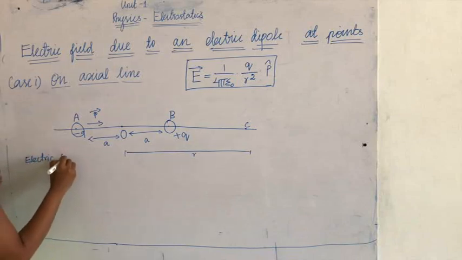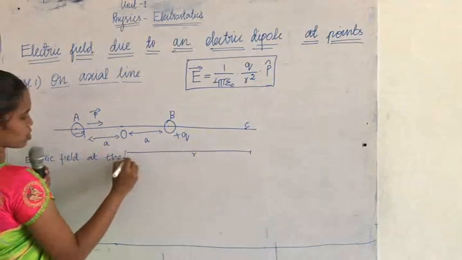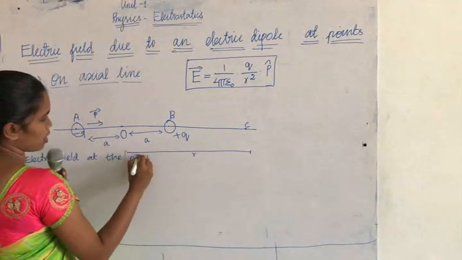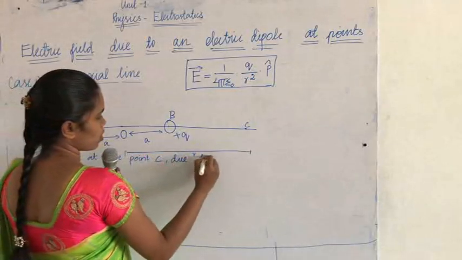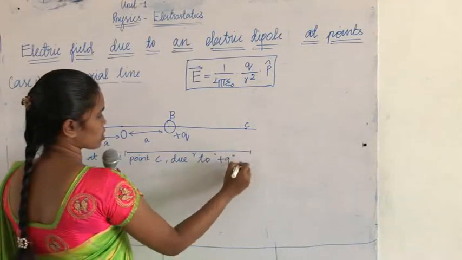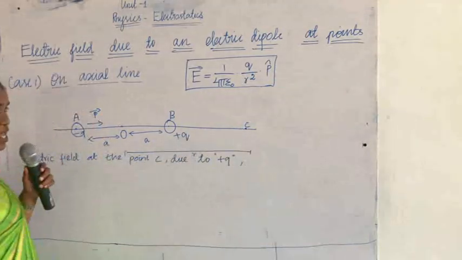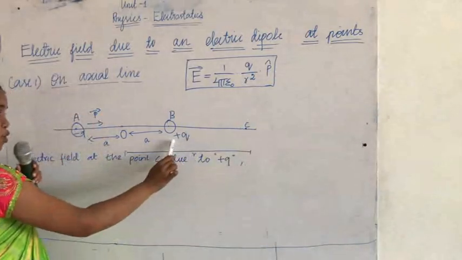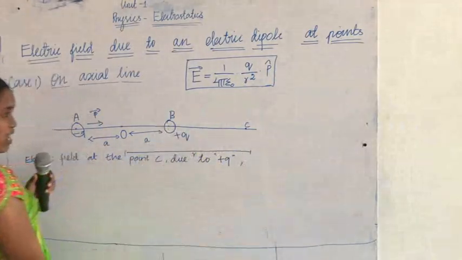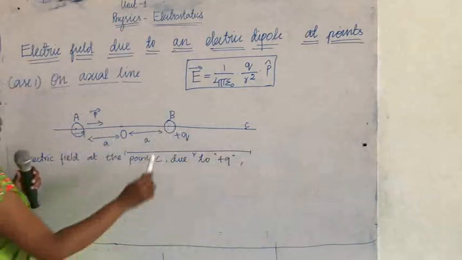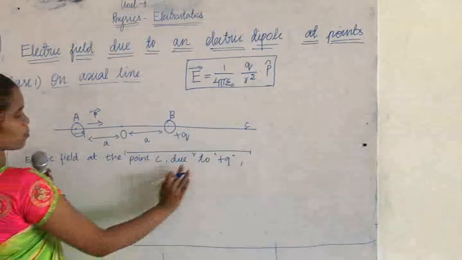So electric field at the point C due to the positive charge Q, because the positive charge is nearer the point C. Here the electric field will be more than at A, because B is nearer to C and A is far away from C. So the electric field due to B will be larger. So first of all we are going to find the electric field at the point C.